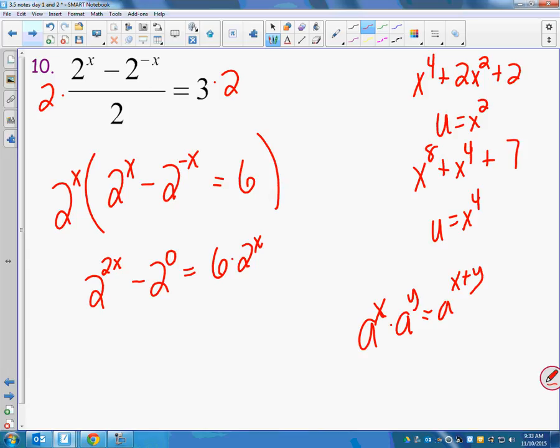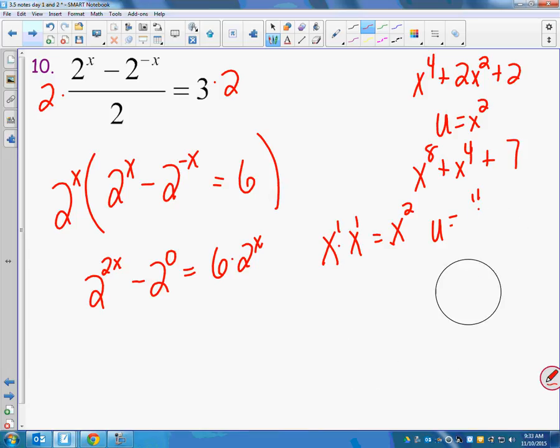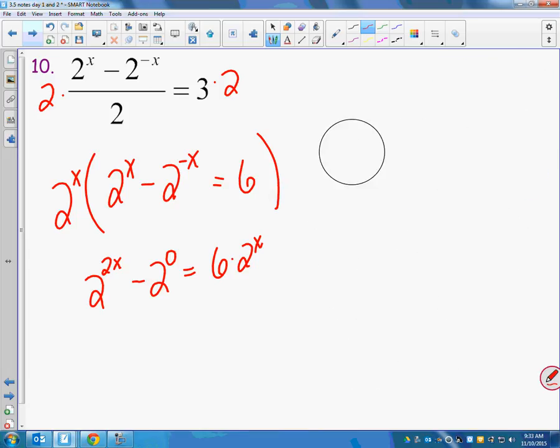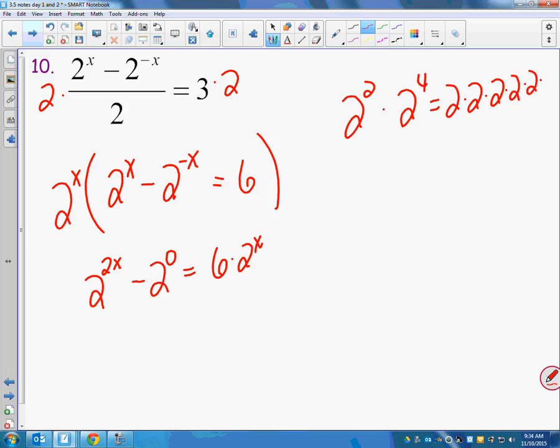Again, isn't that the rule? When it's x's, we know we don't change the base, right? When I take x times x, I don't change that base. I keep it as x, but I just add the exponent. It's the same thing with numbers. Let's think about real numbers here. If I took 2 squared times 2 to the 4th, what's that saying? That's saying there's 2 2's and there's 4 2's, so I add those and I get 6 2's. I don't get 4 to the 6, right? That's a whole different number. So the rule is, we keep the base the same, we add the exponents.